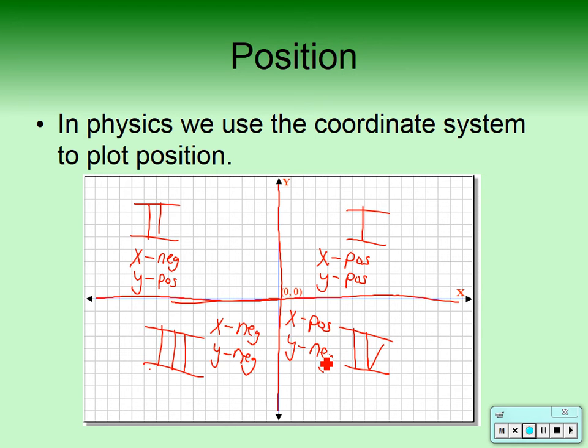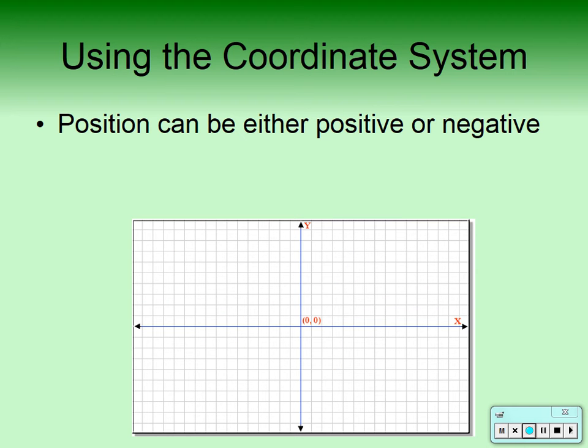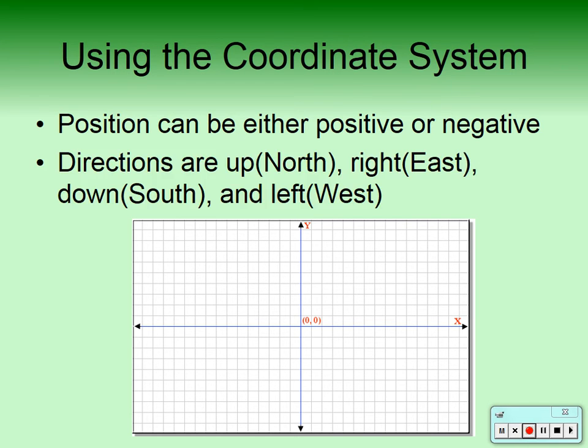So anyway, when we plot position in physics, we're going to use the coordinate system. Just a little introduction to that. Position can either be positive or negative. Now that might be a little bit new to you guys. We're going to explain what that means here in a second.